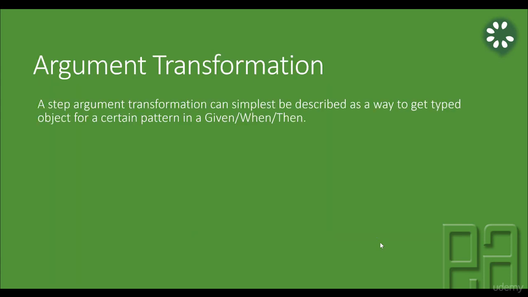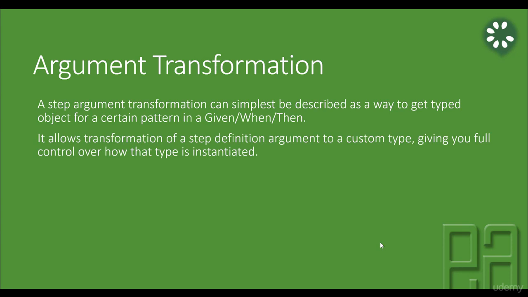Argument transformation. A step argument transformation can simplest be described as a way to get typed object for a certain pattern in the given when then scenario. So this is very important. Let's say if you want to convert an object or a type to certain custom type, then you can do that via this concept, the argument transformation. So it allows the transformation of a step definition argument to a custom type, giving you full control over how that type is being instantiated.